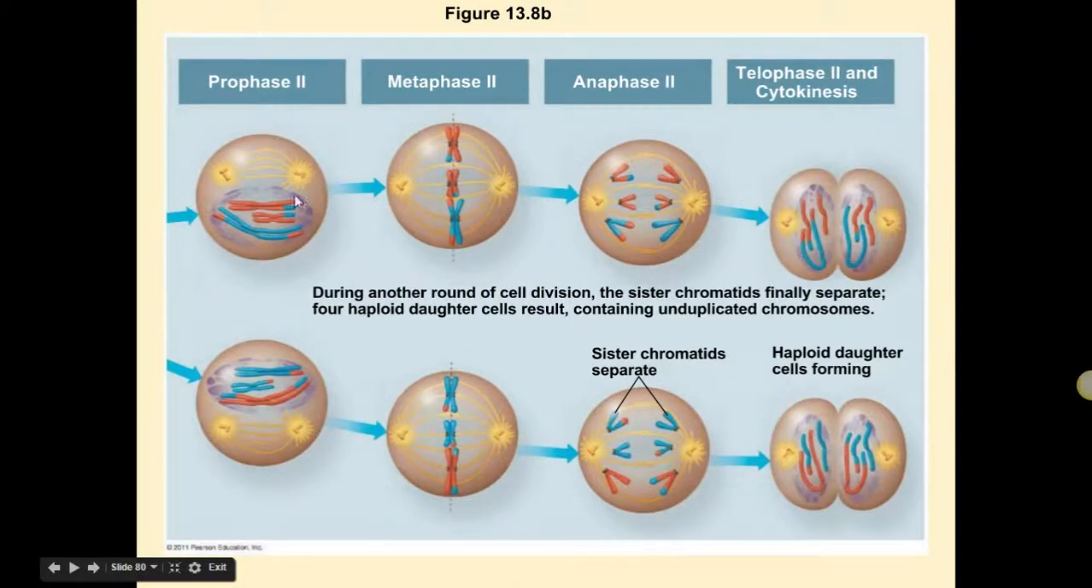And then we get to prophase 2. That's basically the spindle apparatus starting to form again, and they begin moving towards the center. And then you get to metaphase 2. They line up along the line. Yep, cool.